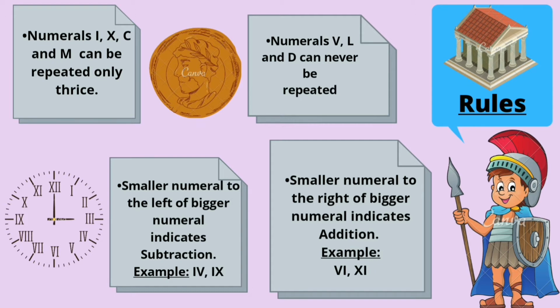Now let's move to rule 4. Rule 4 says a smaller numeral to the right of a bigger numeral indicates addition. For example, VI. Here again I is 1 and V is 5. So I is written after 5, which means it is addition between both the numbers, and thus the answer is 6, which is represented by VI. So this was all about the rules that you need to follow while writing or decoding Roman numerals.